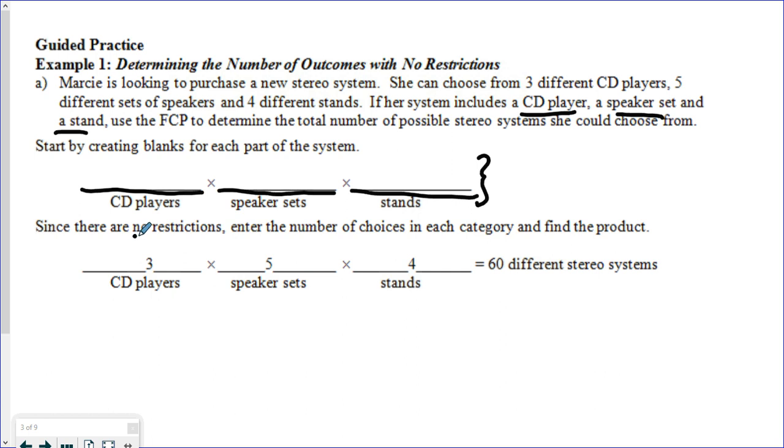So it says since there are no restrictions, so there's no restriction that if you buy CD player 1, there's a set of speakers that doesn't work with it or something like that. There's no restrictions. It doesn't say anything like that. So there are 3 possible CD players, there are 5 possible speaker sets, and there are 4 possible stands. So what you would just be doing is 3 times 5 times 4, which gets us 60 different possible stereo systems that she can have.